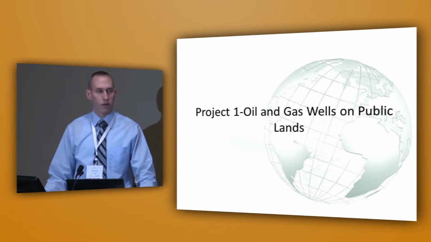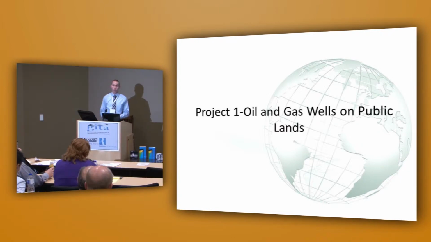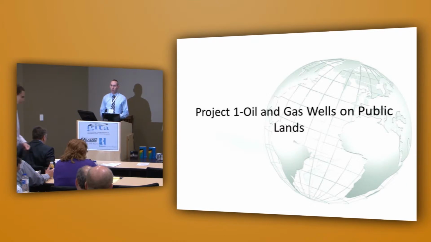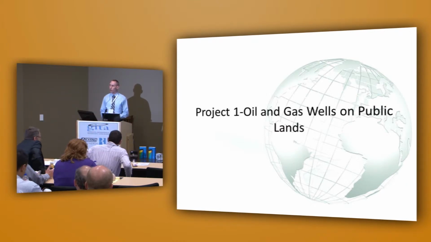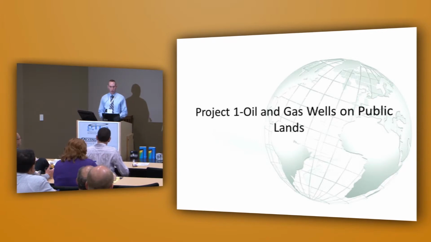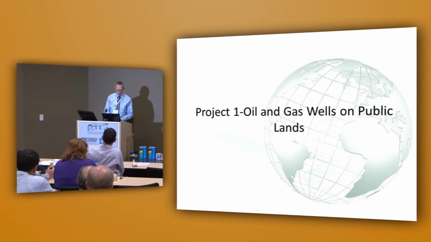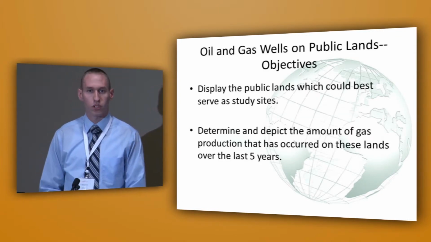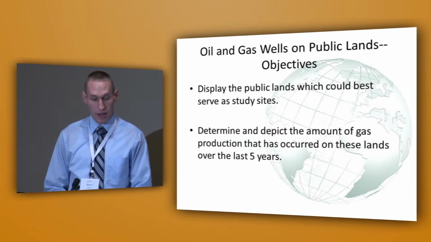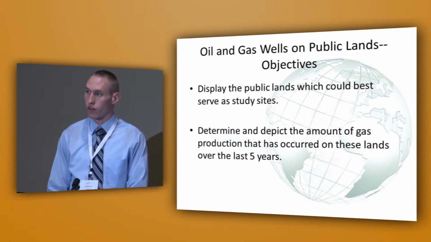So my supervisors came to me and they said, we want to go study the impacts of Marcellus shale wells on public lands. And they said, I want you to find the top 5 lands based off of the number of wells and also the amount of production on these wells over the past 5 years. And so in my mind, I'm like, well, I'll use GIS to solve this. So my objectives as I saw them were to display the public lands which could best serve as study sites and use GIS to determine the production over the last 5 years.